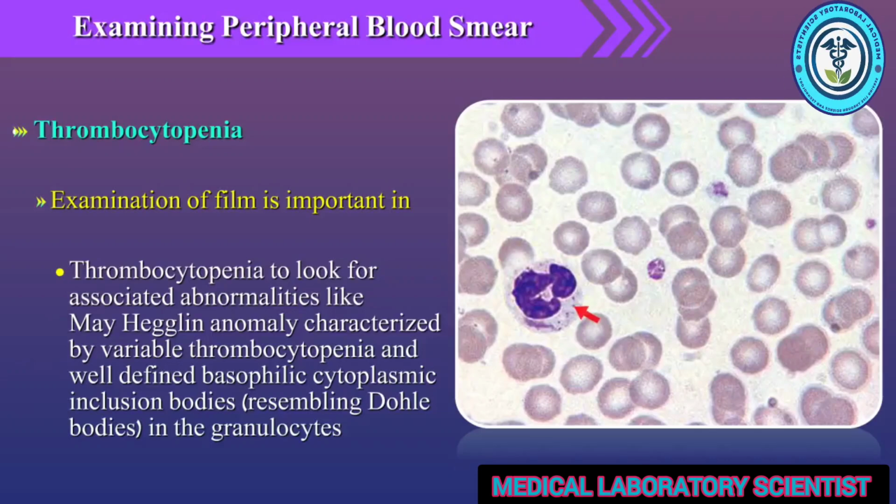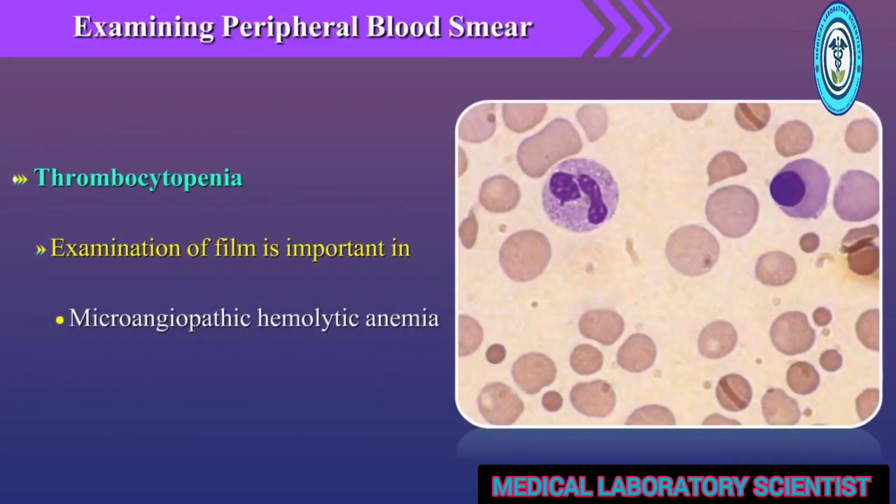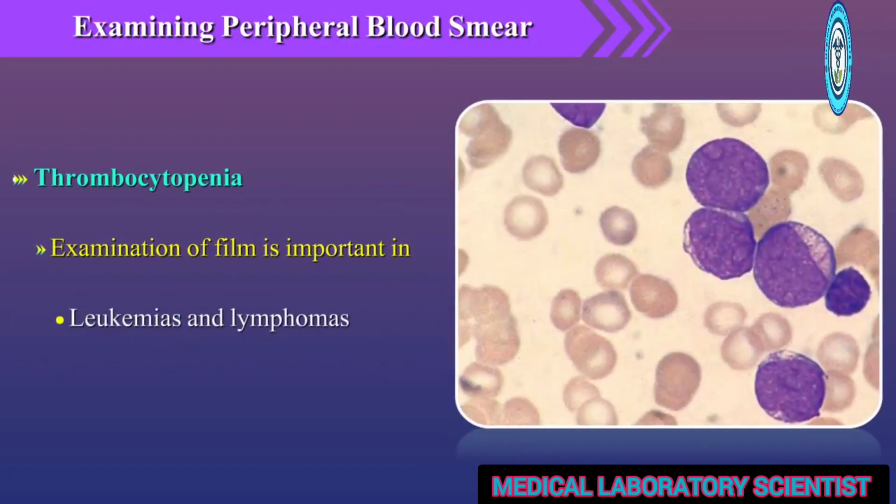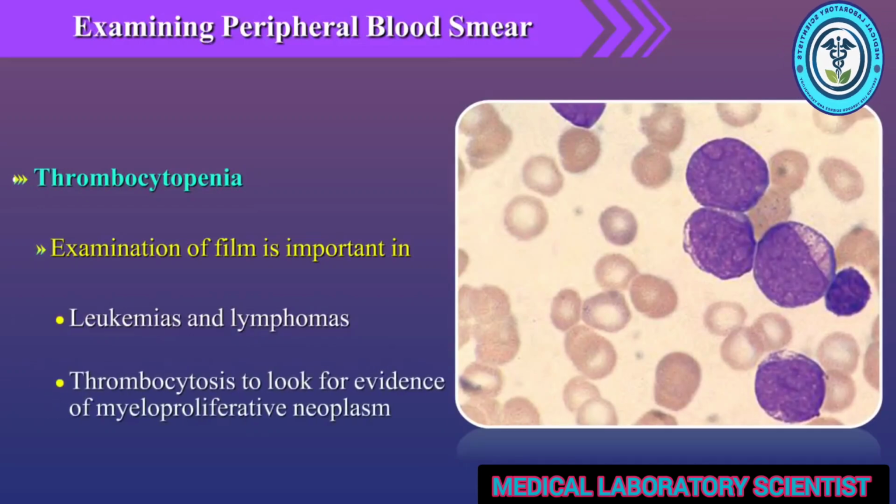Examination of film is also important in thrombocytopenia to look for associated abnormalities like May-Hegglin anomaly, having WBC inclusions, microangiopathic hemolytic anemia, like I discussed before, in leukemias and lymphomas, having atypical cells, and in thrombocytosis to look for evidence of myeloproliferative neoplasm like basophilia.